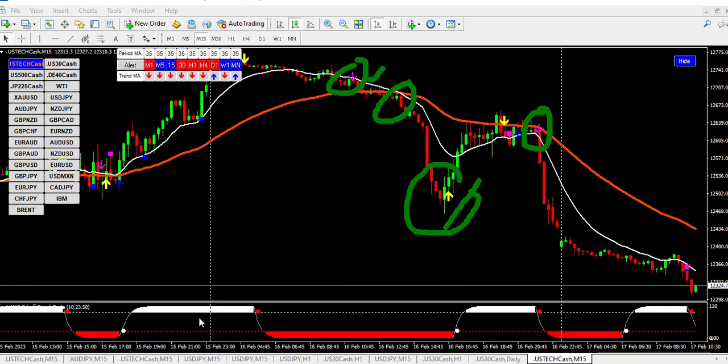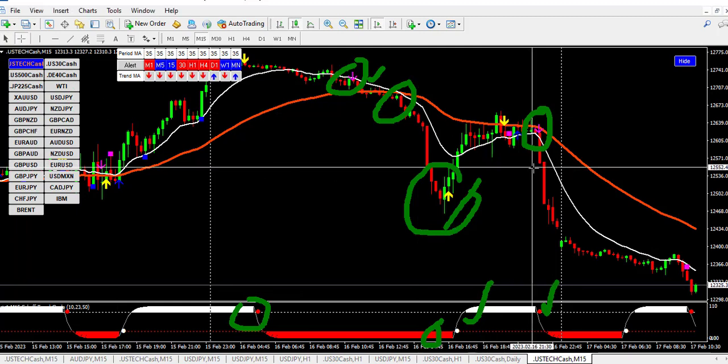This particular indicator, this white and red color indicator, for a buy is white and for sell is red. So it's the same thing. The indicator is going to confirm the same trend, either to continue with the trend or to get out.